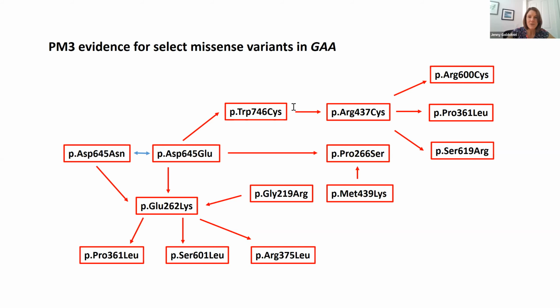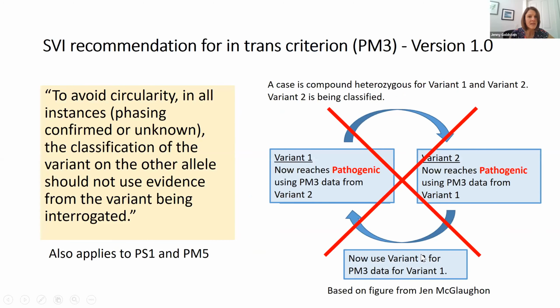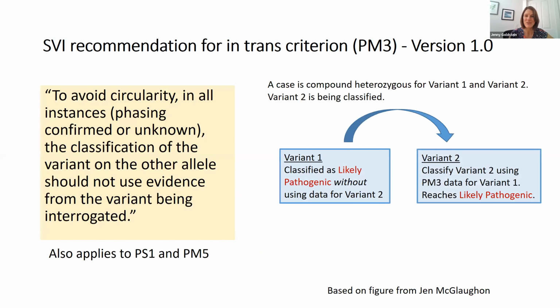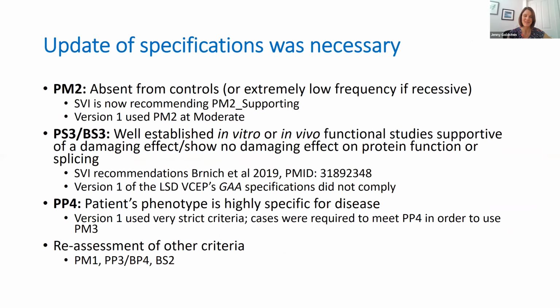So if we go back and look at the SVI recommendation, it doesn't actually require that they're confirmed in trans. If phase is unknown, you can still apply points there. So that's what we typically do. If it's a pathogenic variant, but the phase is unknown, we would give the 0.5 points. But yes, I find for Pompe, more often than not, they don't confirm the phase. Just keep in time here.